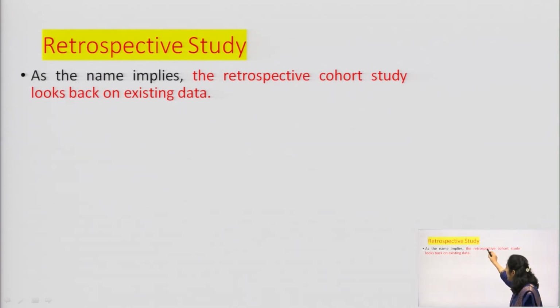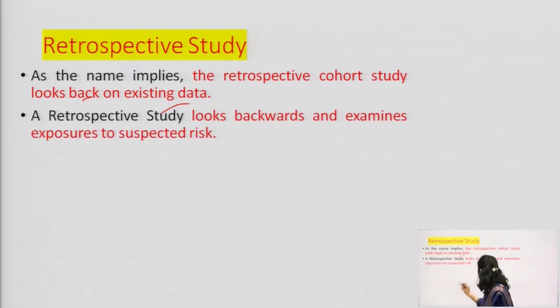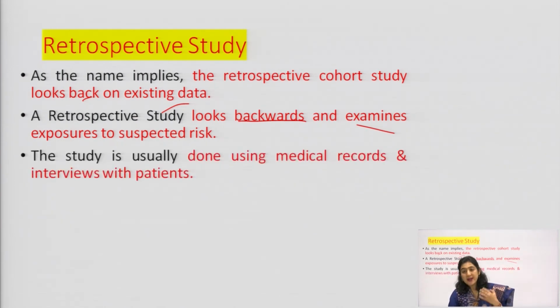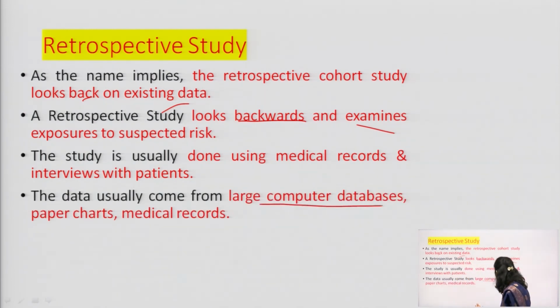Retrospective means it looks back on existing data. It looks backwards, examining exposures to a suspected risk. The study is done using medical records, interviews with the patients, data from large computer databases, or data from paper charts. You must have seen that inside hospitals a paper chart is maintained, on which nurses record how medicine is given to a particular patient so that they get timely medicine. That data can be collected from paper charts, then medical records.